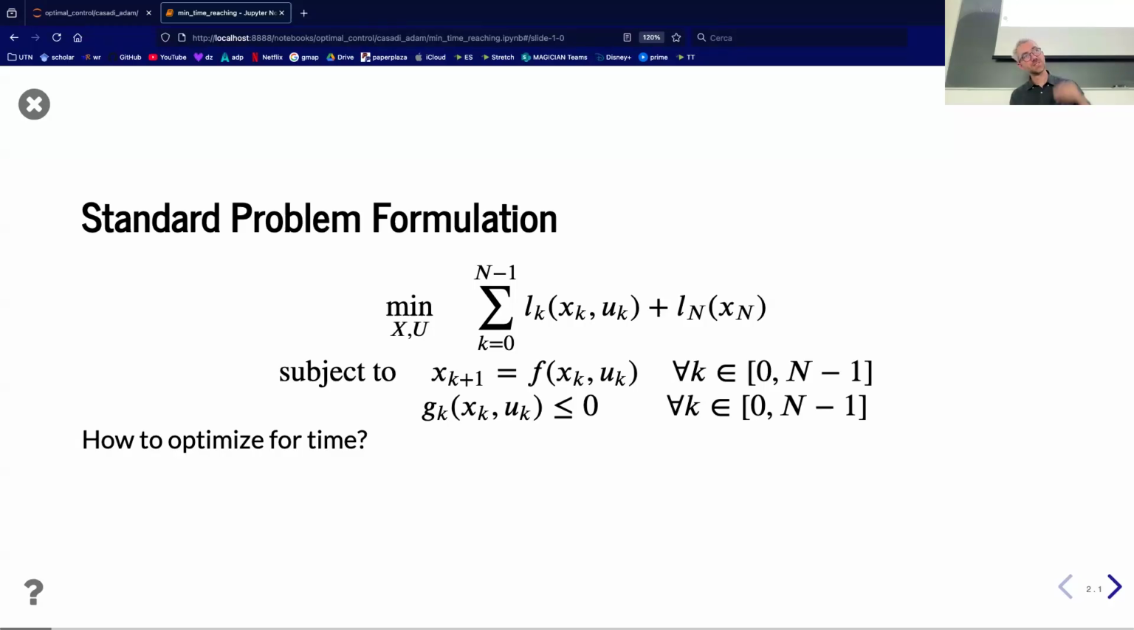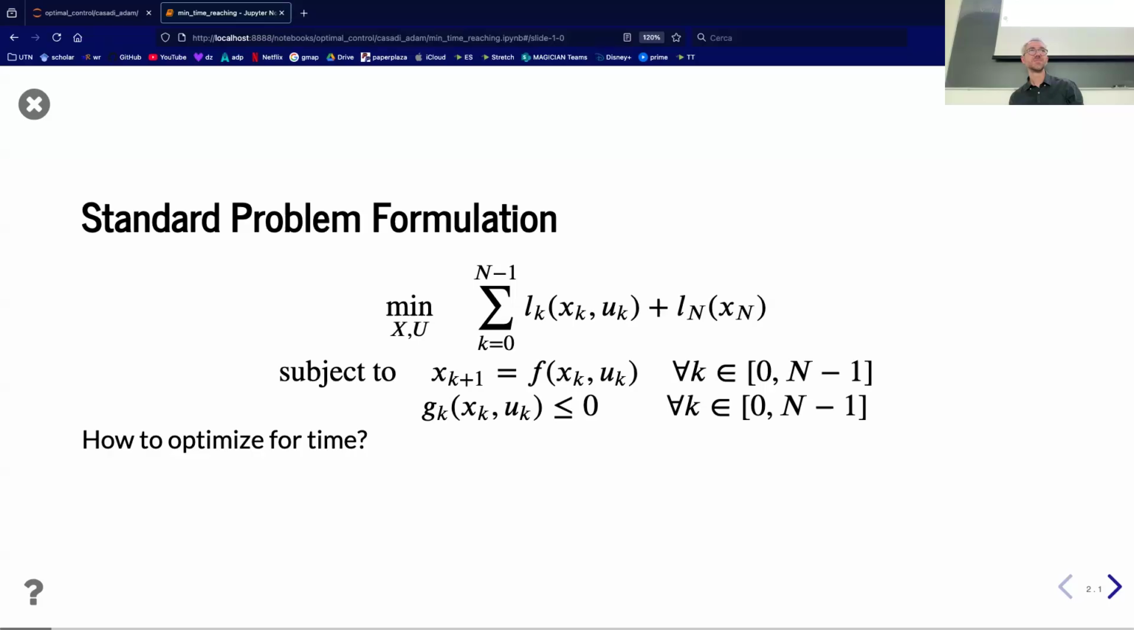Could I find some method to maximize velocity? So instead of saying minimize time, say maximize velocity. I could go very fast, but still reach the target taking a lot of time. Like if instead of going straight to the target, I go very fast in that direction and then I come back very fast, I have maximum velocity maybe, but I've reached the target in a lot of time. So it's not necessarily what we are looking for.